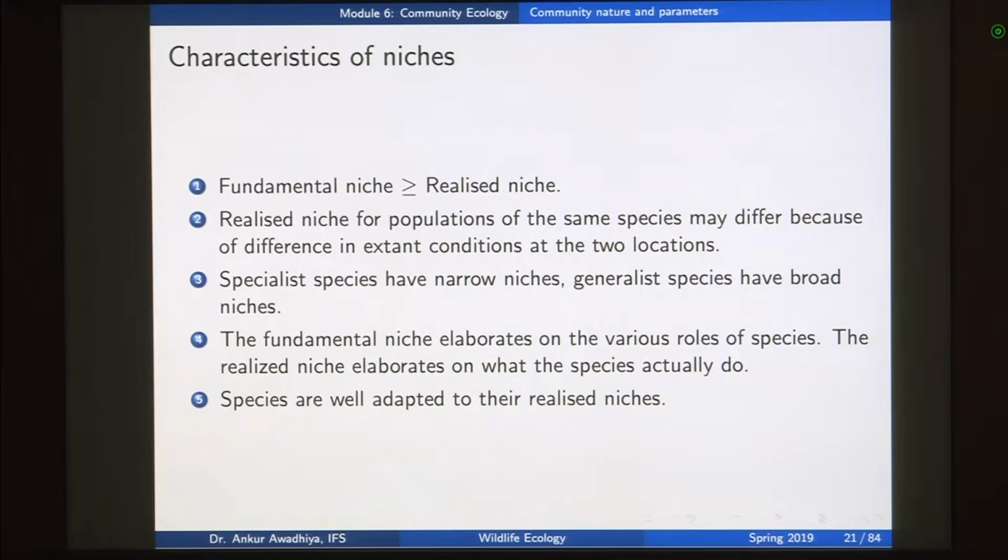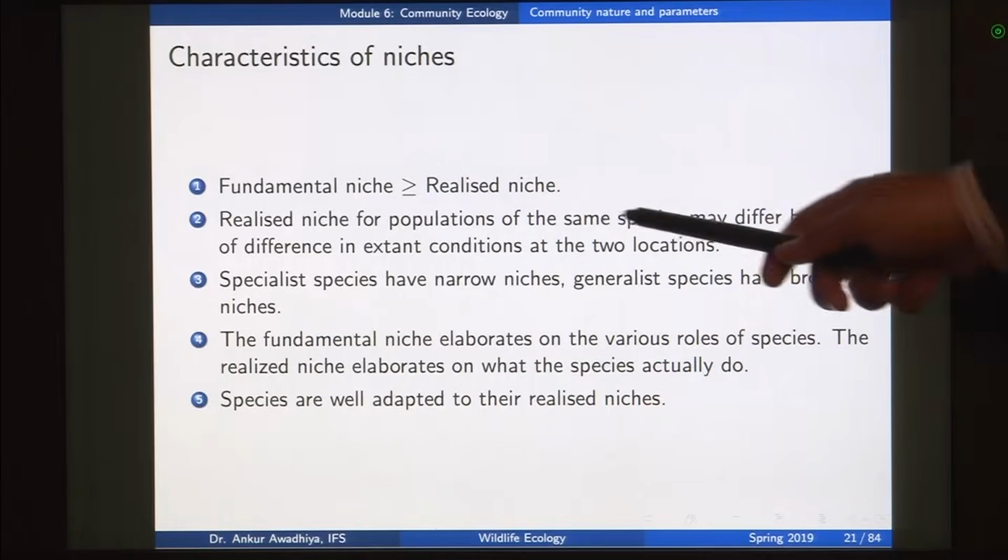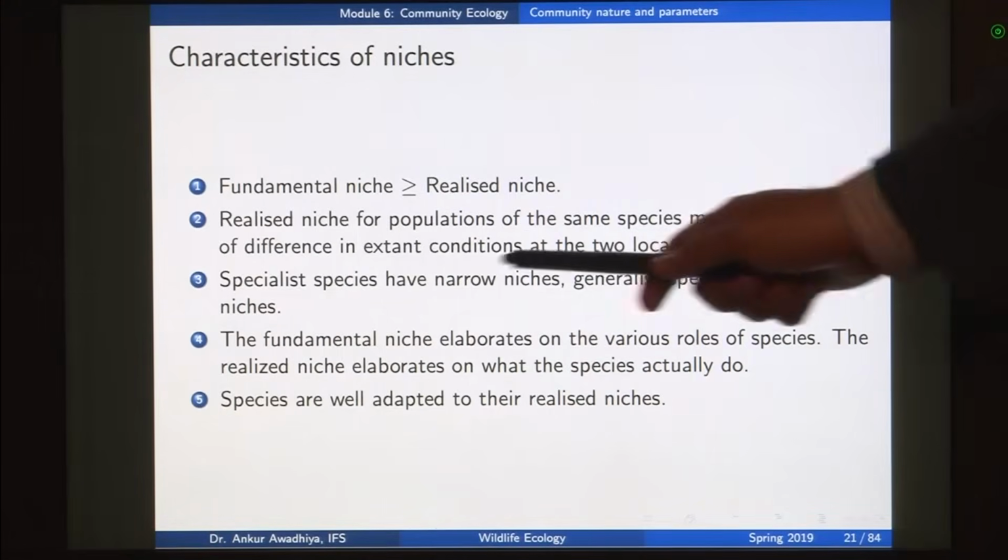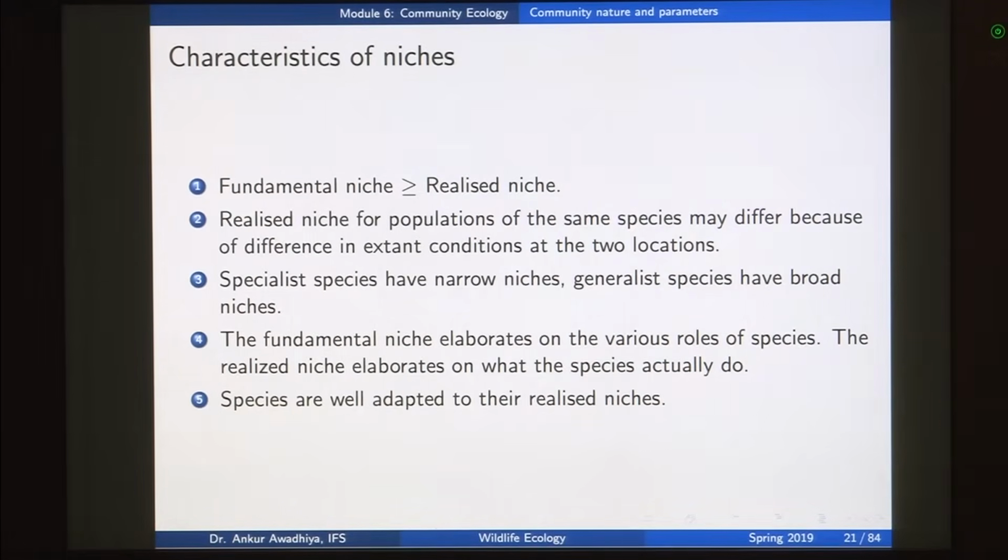So, the realized niche for populations of the same species may differ in different areas because of the extant conditions at these 2 locations, because of the amount of competition or maybe the availability of the food sources. Specialized species have narrow niches, generalist species have broad niches. So, a species which is a generalist can feed on a number of things. So, it will have a much broader niche.